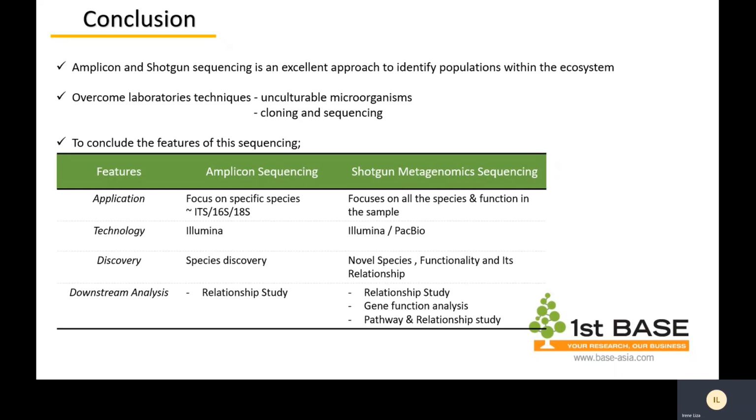What kind of downstream analysis can you do? You can do a relationship study, like building phylogenetic trees to see the relationships between all these organisms. With shotgun, not only gene function analysis, you can also look into the pathways and the relationships within the microbiome, which means you can look into bacteria, fungi, algae, etc.